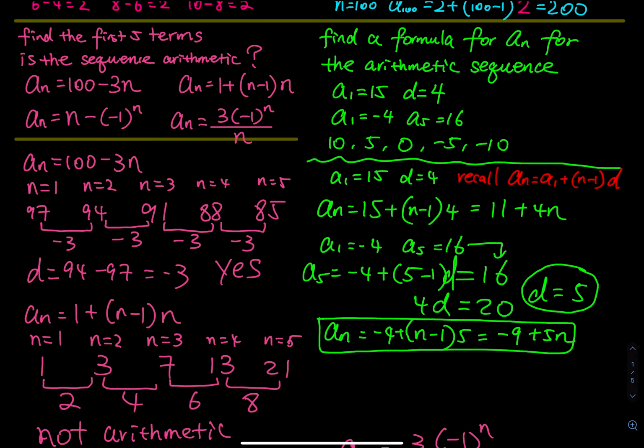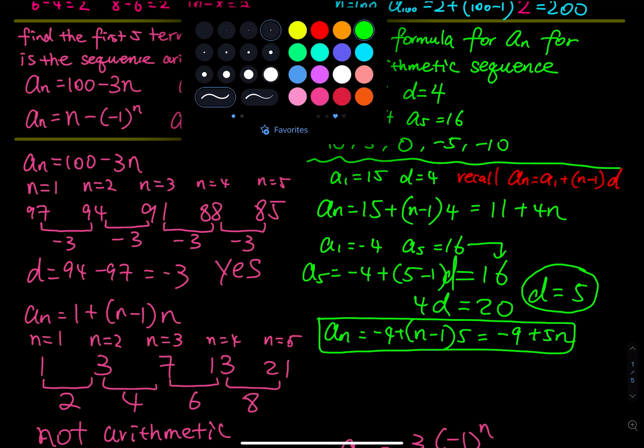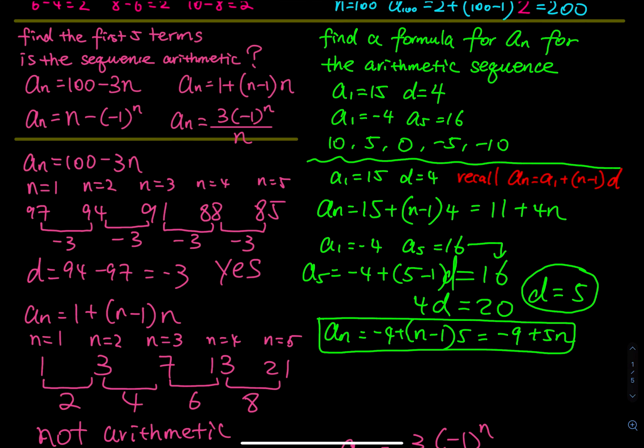All right. What about the last one? The last one, to save a little bit of space, I'm going to do some work over here. So the common difference from 10 to 5, you subtract 5, subtract 5, subtract 5, subtract 5. So the common difference is -5. And then the first term is 10.